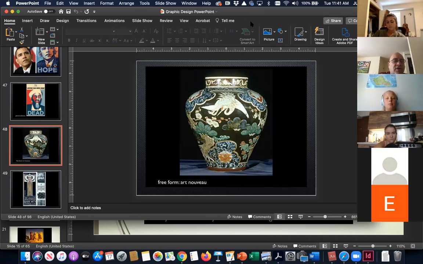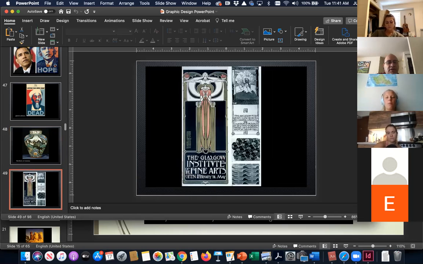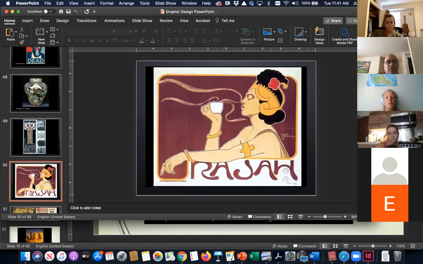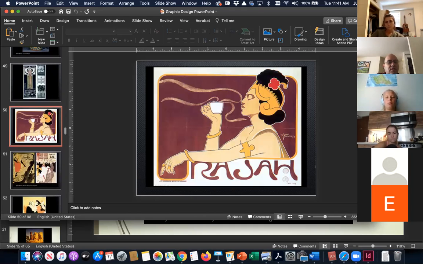Like what I was just showing you, here's another example, Art Nouveau. And this was kind of a reaction against the crude industrial look of things in the 19th century, where they were influenced by Asian vases and Asian design. This is more Art Nouveau, right?